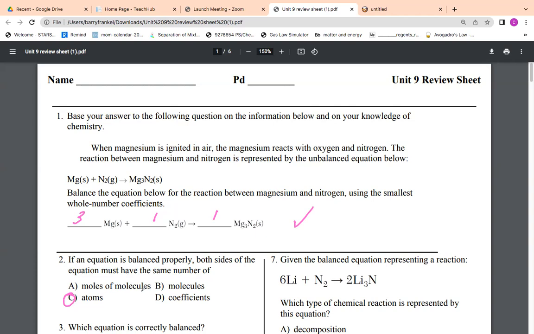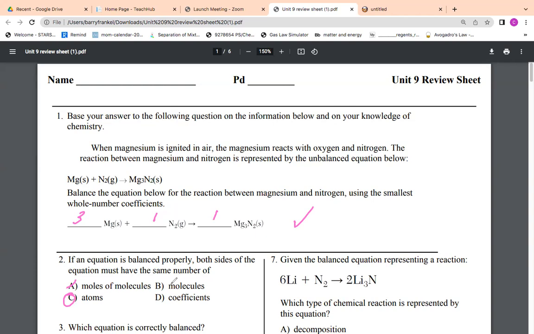Everything is balanced on both sides between the reactants and product side. So moles of molecules, does that have to be equal? Well, if we look on the reactant side, the total moles of stuff that we have is 4 moles. We have 3 moles of magnesium and 1 mole of nitrogen gas. That does not equal what we have on the other side. On the other side, we only end up with 1 mole of magnesium nitride. So moles of molecules does not make sense.